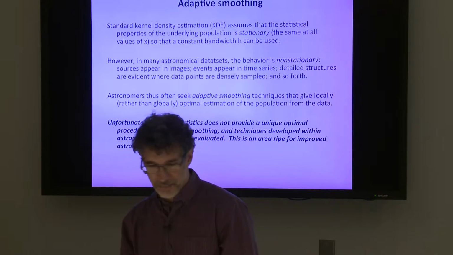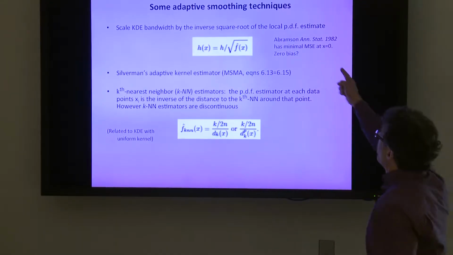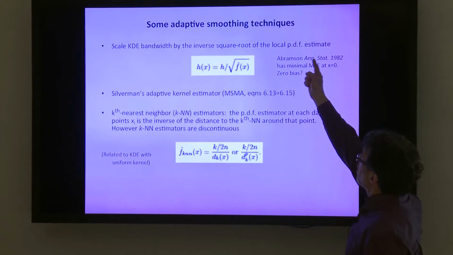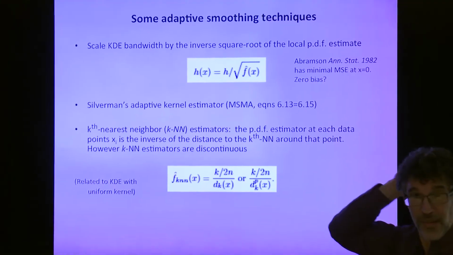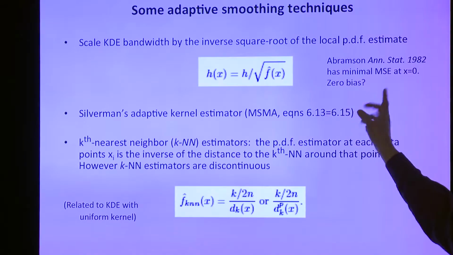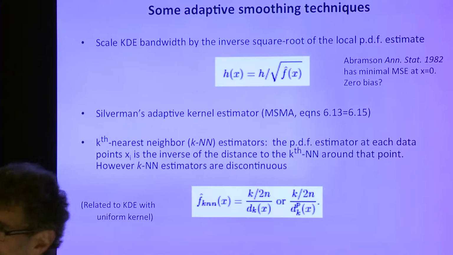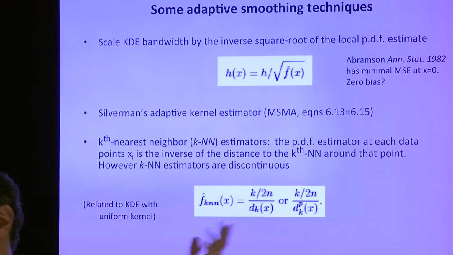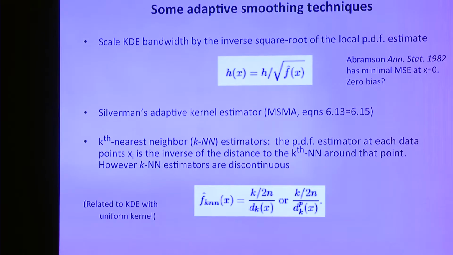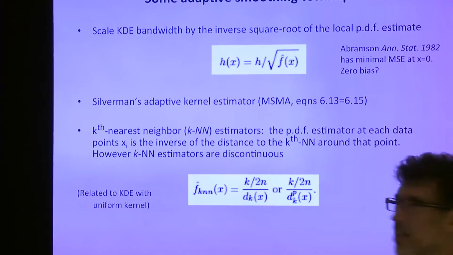If any of you young statisticians want to get happy smiles in the astronomical community, write some theorems on adaptive smoothing. Okay? The only one that I found that actually seems to have a theorem is by Abramson, Annals of Statistics, 1982. It has a minimal MISE for certain situations and zero bias. And here's the procedure. I think it's really cool because it's so simple. The procedure is as follows.